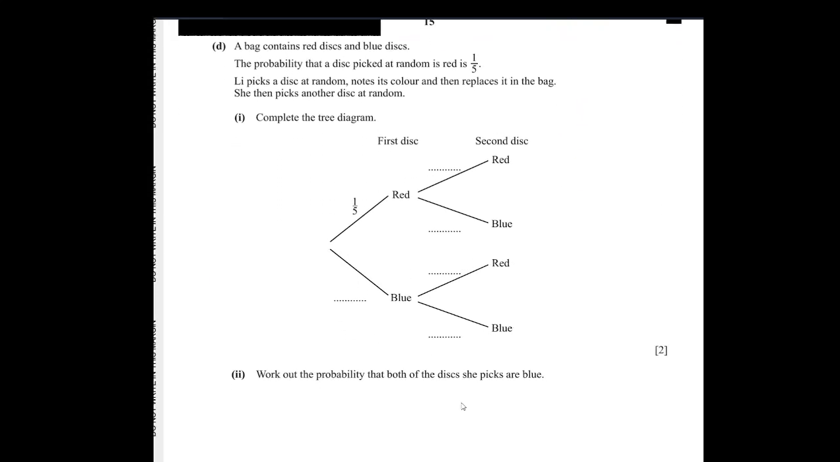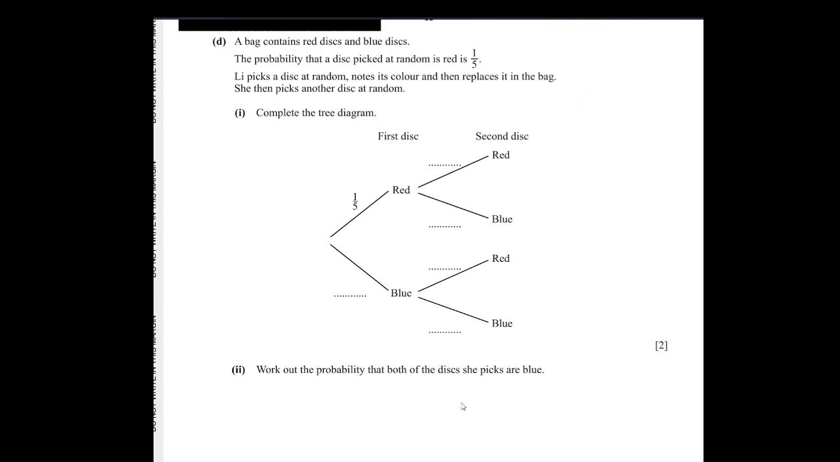Question number C is done. Question number D now. A bag contains red discs and blue discs. The probability that a disc picked at random is red is 1 by 5. Lee picks the disc at random, notes its color and then replaces it in the bag. She then picks another disc at random. So this is the condition here.